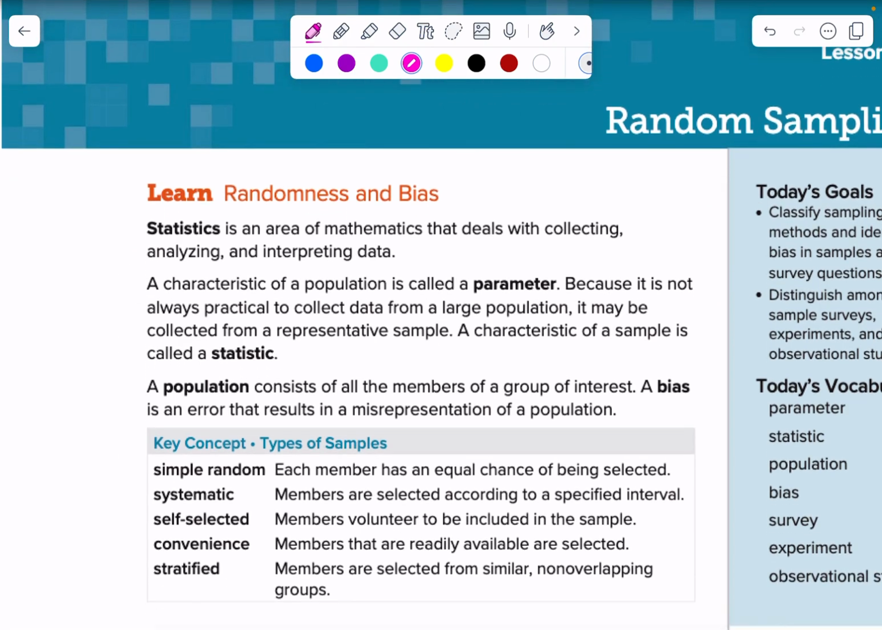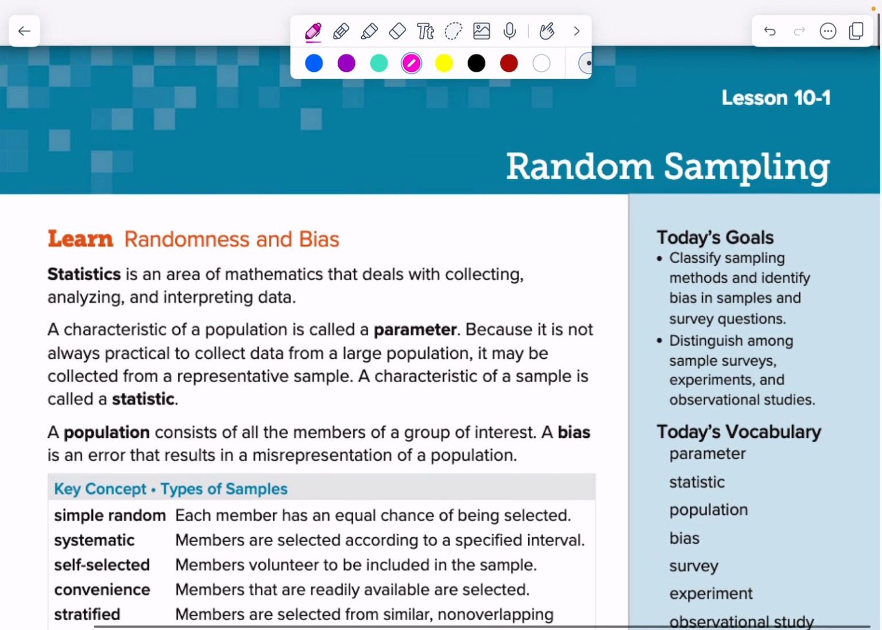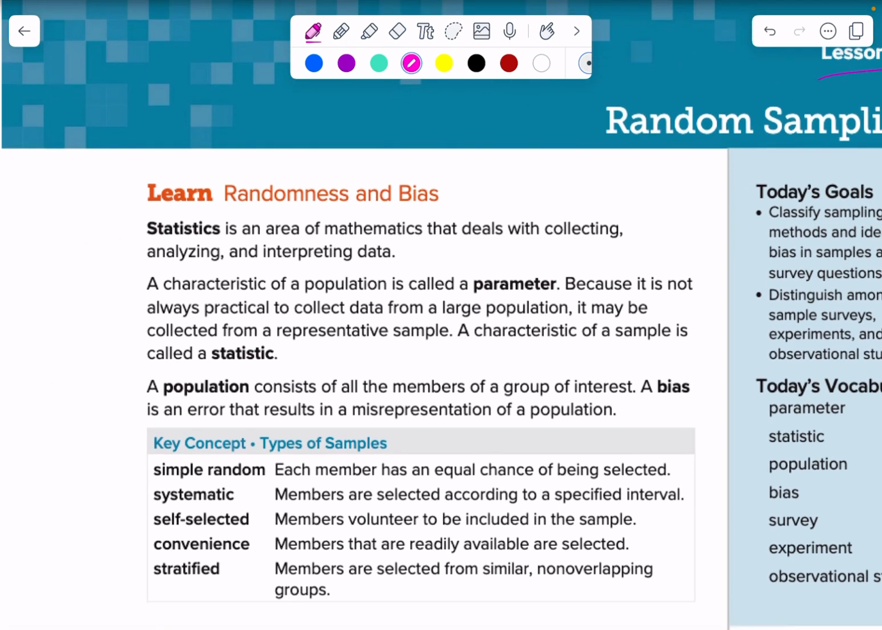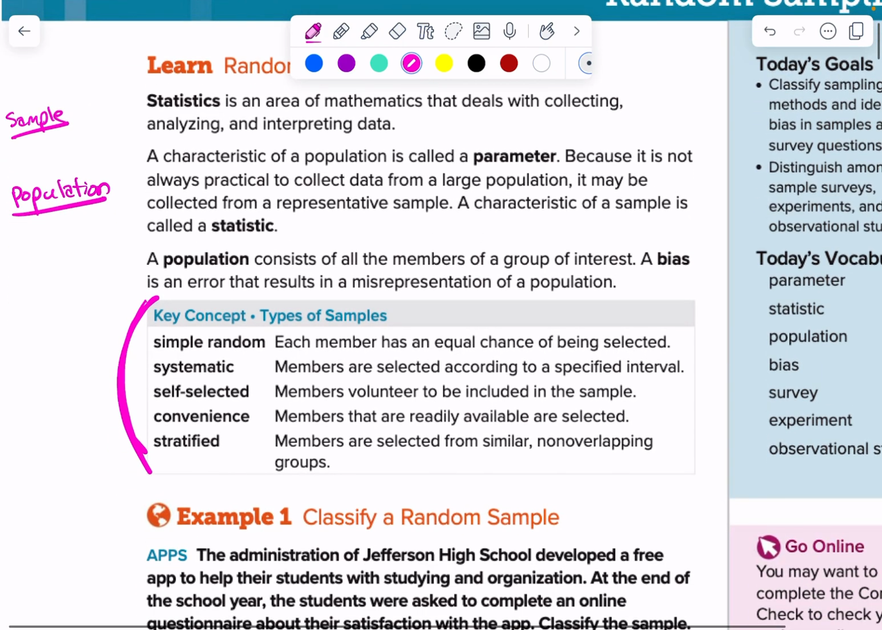So 3 main things that we're going to talk about in section 10.1. Okay, first one is we got to talk about what the difference between a sample versus a population is. Okay, sample versus population. We'll dive into that just a little bit. Then we're going to talk about types of samples that you can do, which is these 5, and we'll go through each one of those.